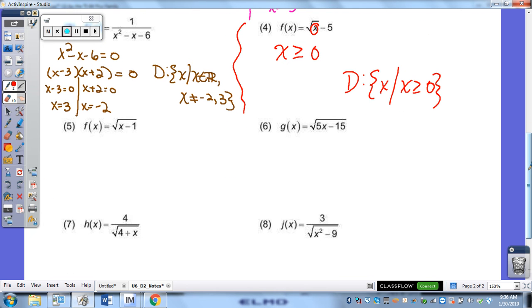All right, number 5. So again, I'm taking the stuff under the radical. That's known as your radicand. I set it greater than or equal to 0. This time we do have to solve for x. We just have to add 1 over. So we get x is greater than or equal to 1. And then again, there's our domain. x such that x is greater than or equal to 1.